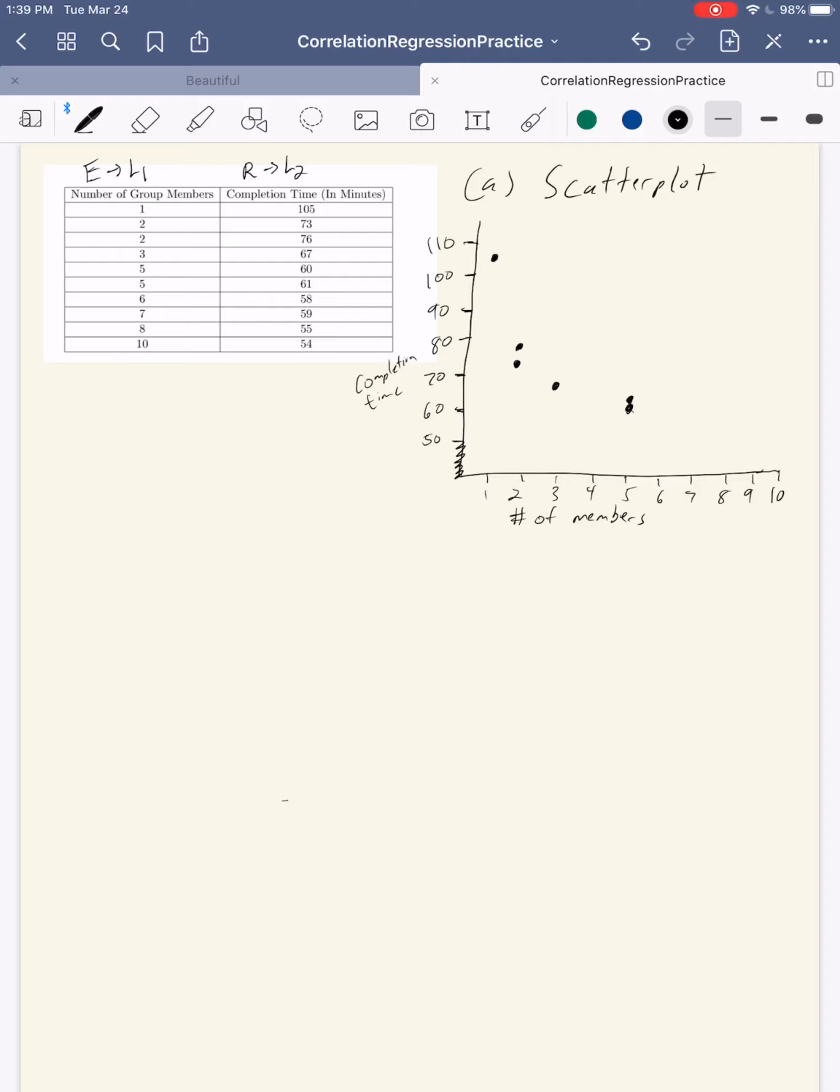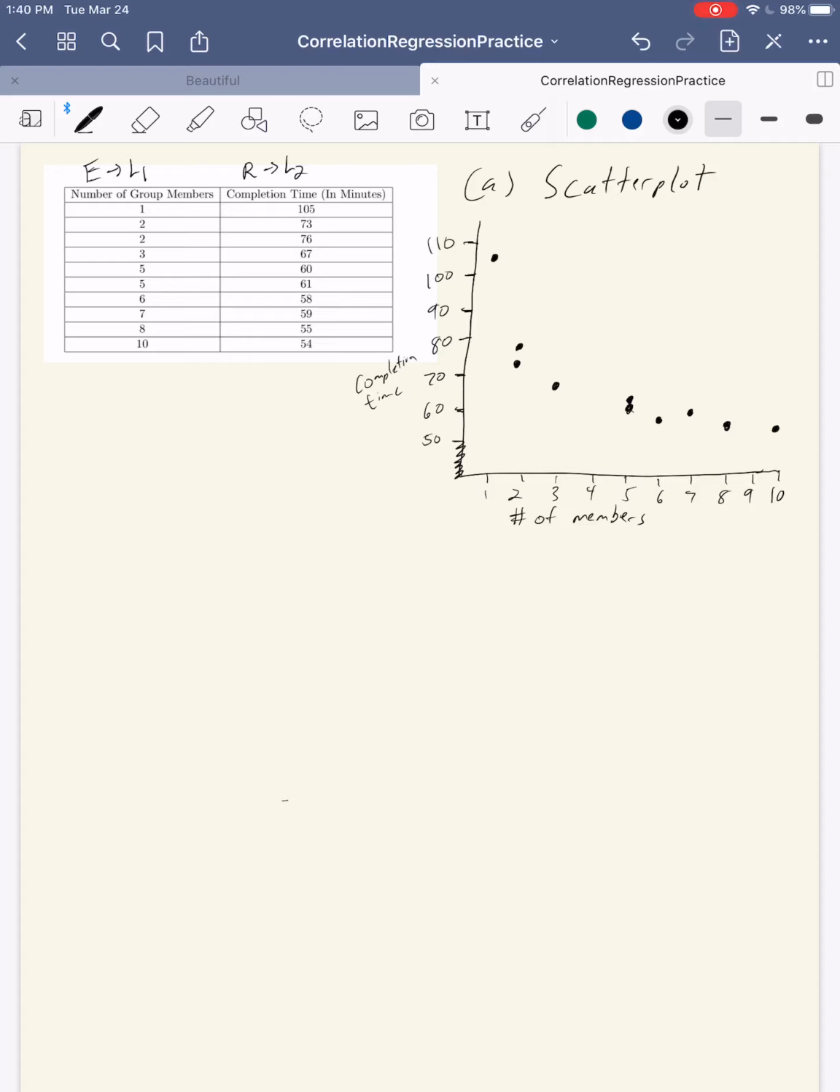6 and 58, so maybe right about there. 7 and 59, so right about there. 8 and 55, so right about there. And then we've got 10 and 54, which looks to be right about there. So there's our scatter plot for this data.